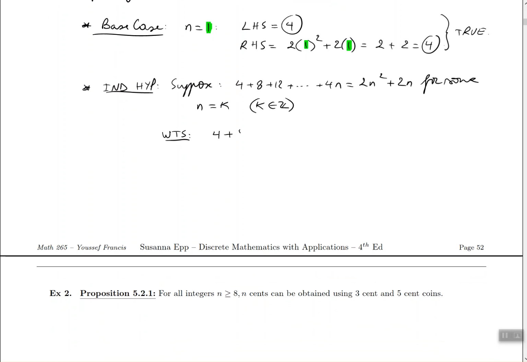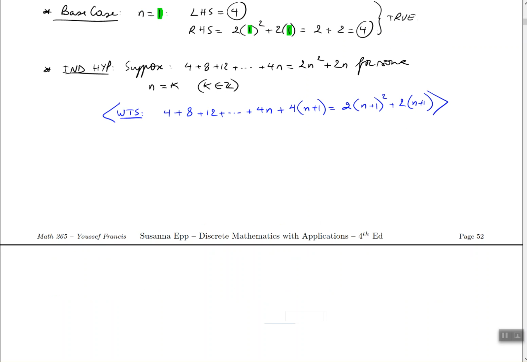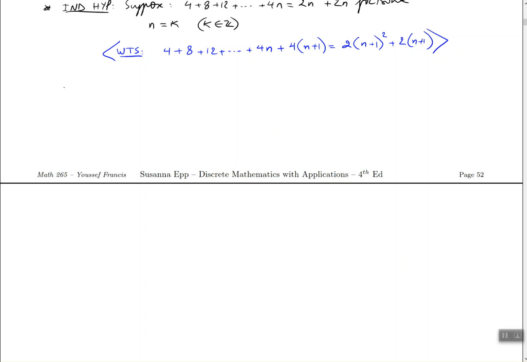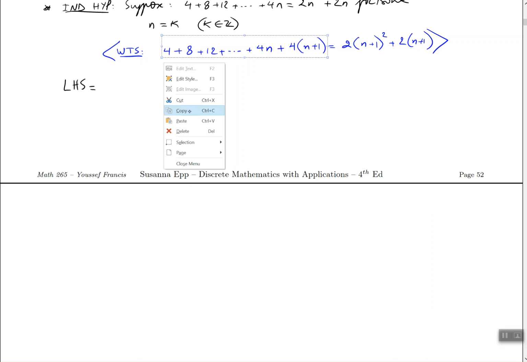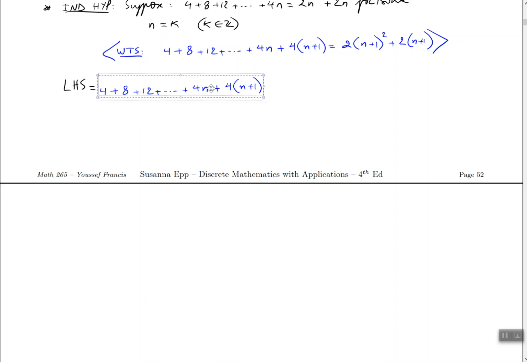So in other terms, we're trying to show that 4 plus 8 plus 12 plus so on and so forth plus 4n plus the next guy, the next guy would have been 4 times n plus 1, we want to show that this is equal to 2 times n plus 1 squared plus 2 times n plus 1. Okay? So let's begin by showing the blue statement actually holds. Let's grab the left-hand side, and that is going to be pretty much all this. Copy paste, and let's see what we can do with this.